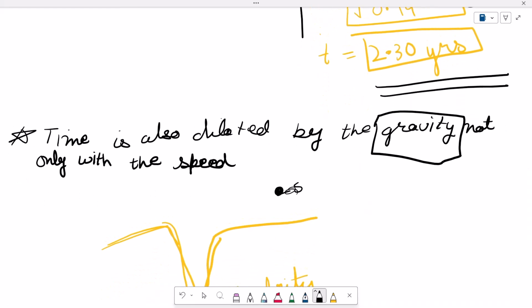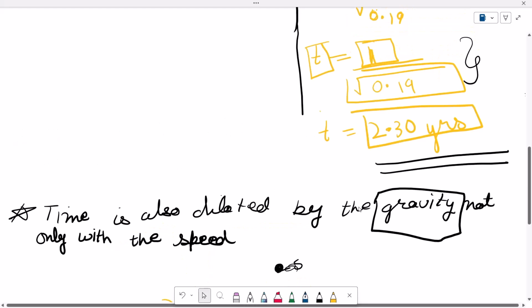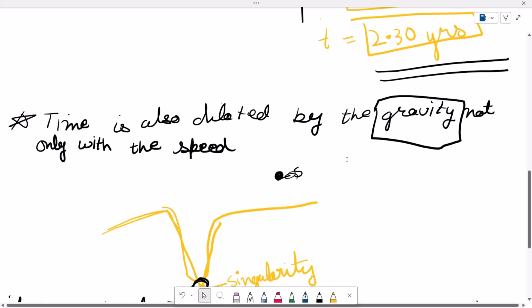And a point to be noted here: time is not only dilated by speed, it is also dilated by gravity. How can you dilate time with the help of gravity? Drop your answers in the comment section below.